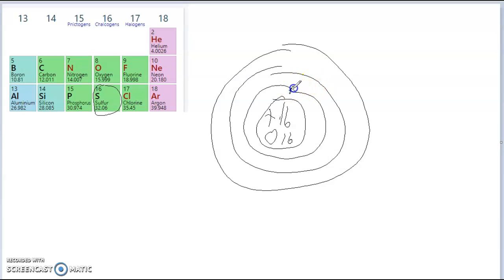So in the very first, I'm going to put 2. I'm going to put 8 in the next one. And that's going to get 6 in the last, so that's going to add up to 16. I always pair them up because it makes it easier to see.